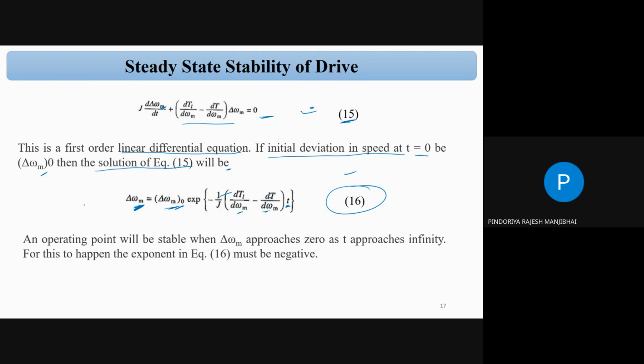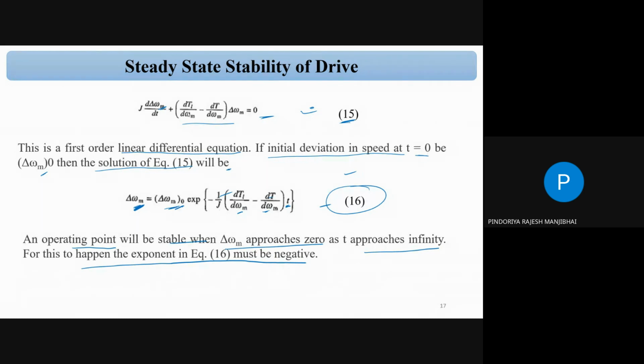From equation number 16, we can say an operating point will be stable when Δωm approaches 0 as t approaches infinity. For this to happen, the exponent in equation number 16 must be negative. Then we can say your electrical drive has steady state stability. So this is my last slide. If you have any confusion in this topic, that is the steady state stability of the drive, then please ask me.